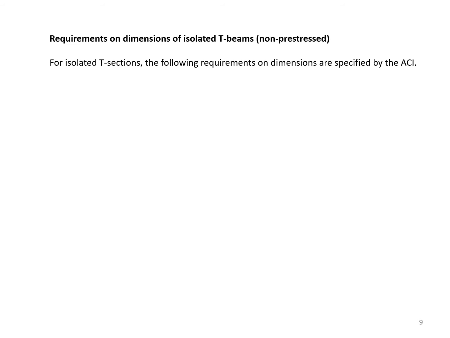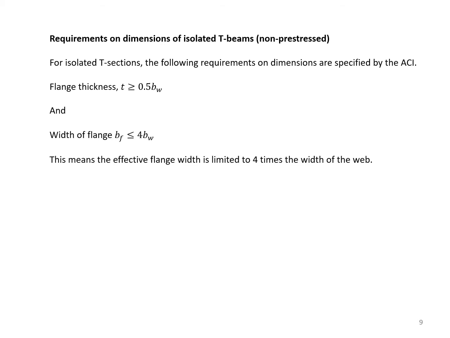Requirements on dimensions of isolated T-beams, and this is applicable to non-pre-stressed beams. For isolated T-sections, the following requirements on dimensions are specified by the ACI. Flange thickness T is at least equal to 0.5 BW, and the width of flange BF cannot exceed 4 times BW. So that means the effective flange width is limited to 4 times the width of the web.